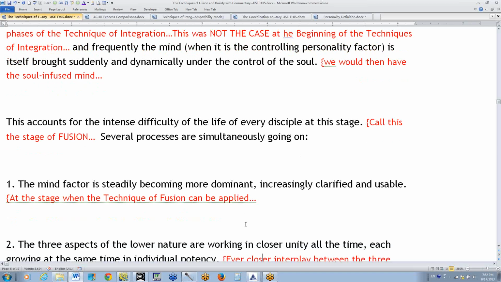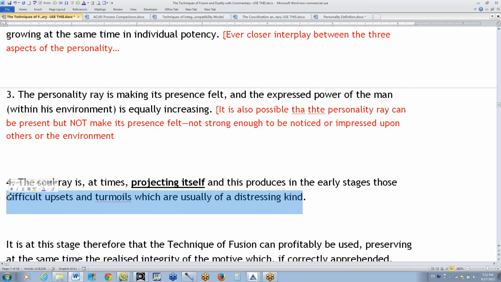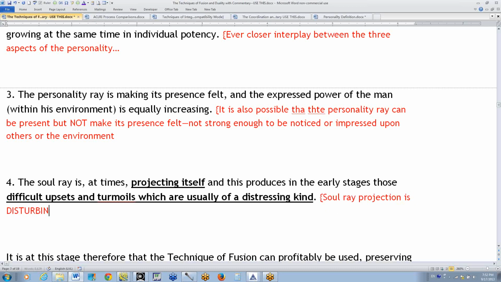We're just trying to see who are the people to whom this can be applied. And the soul ray is at times projecting itself. And this produces in the early stages those difficult upsets and turmoils, which are usually of a distressing kind. So soul ray projection, let's get that straight. Soul ray projection is disturbing to the personality and to its environment.